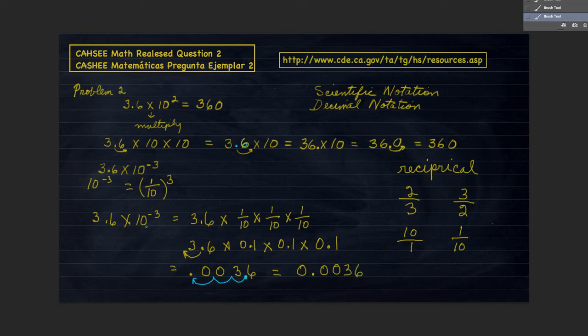3.6 times 10 to the negative 3 becomes 0.0036, a very small number. So the negative exponents represent very small numbers. Let me say this in Spanish.